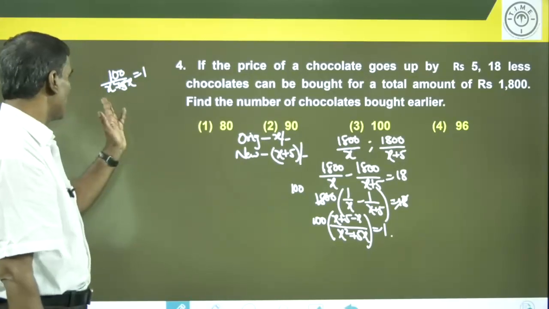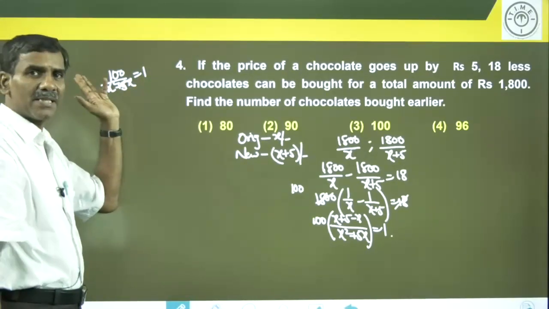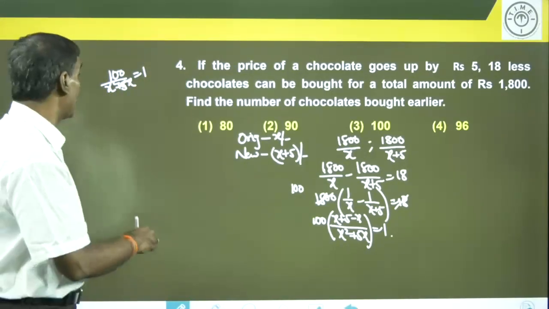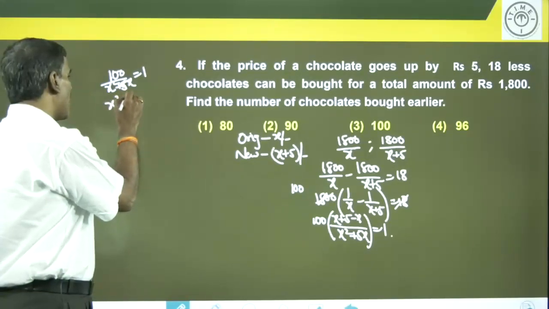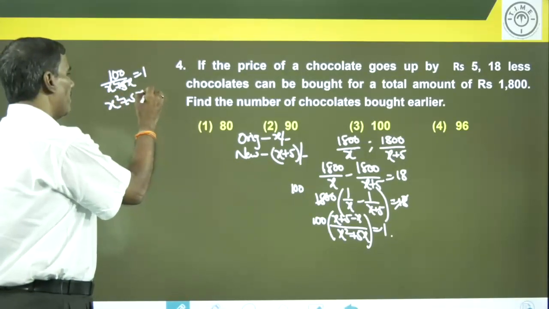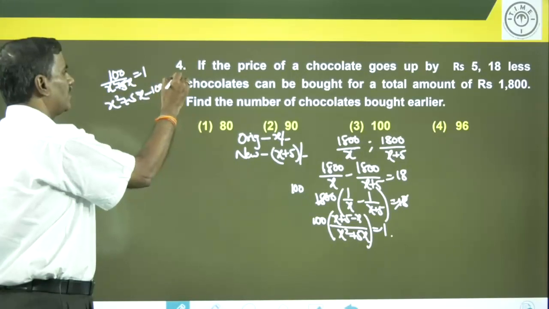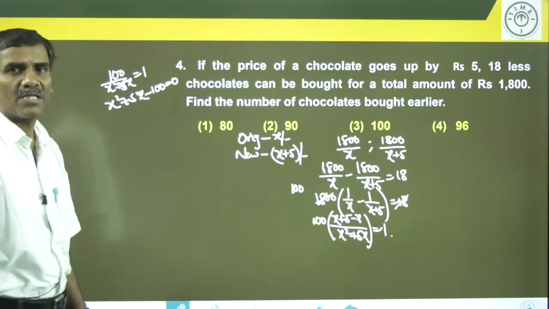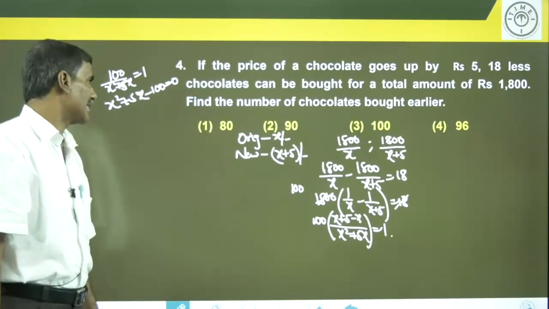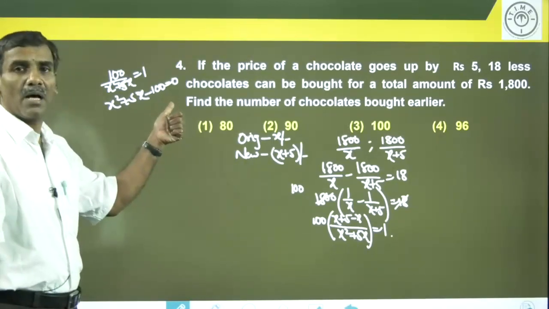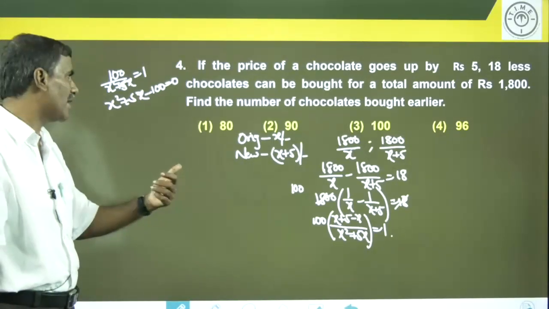So in other words what we can say? Bringing this x square plus 5x to this side and bringing 100 also to that side only, it will become x square plus 5x minus 100 is equal to 0. So this is a quadratic equation that we'll be getting in terms of x. And as already explained earlier, factorization we are interested in.